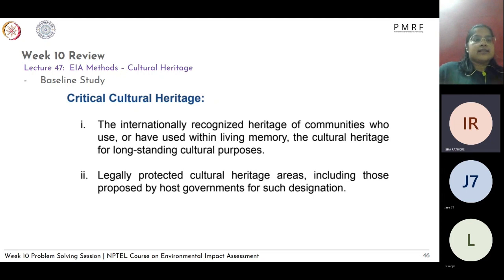So even today, there are certain communities which live far inwards in landscapes which are not accessible to anyone outside their community. So they have a cultural heritage which is associated with that community, and this is also recognized by the international cultural committees as well as the governments of the regions in which they live. So those are basically critical cultural heritage.